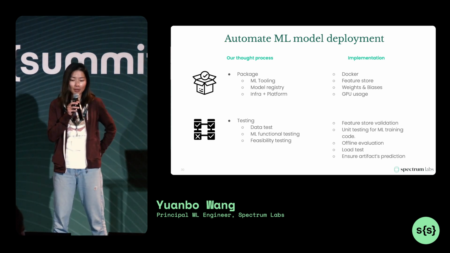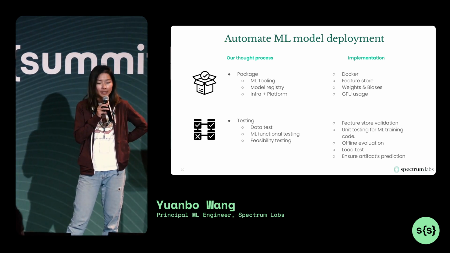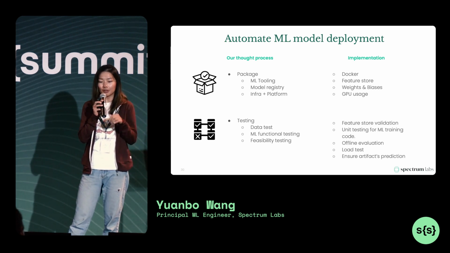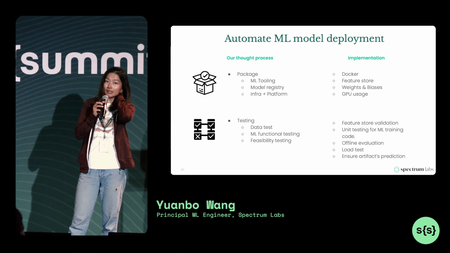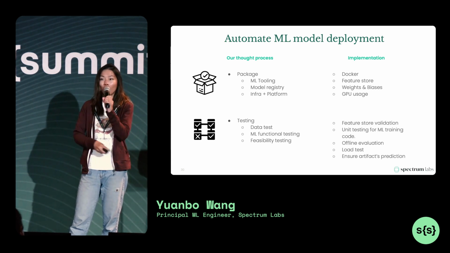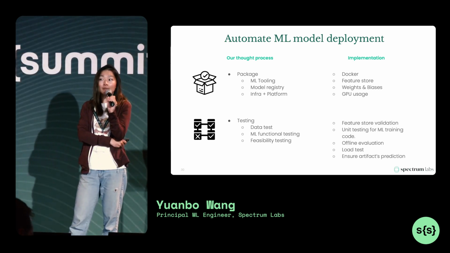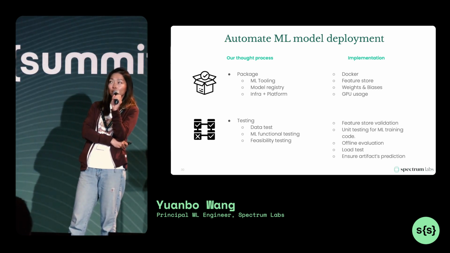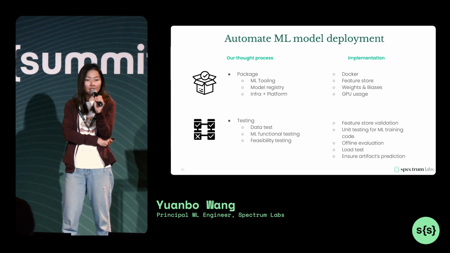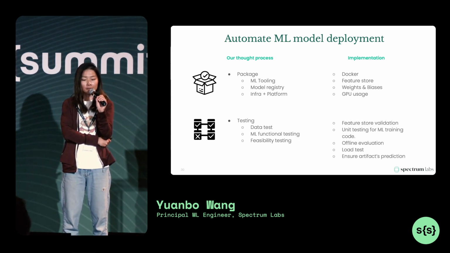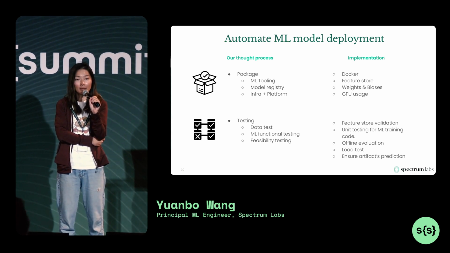Once we have the packages ready, we want to make sure that we are doing rigorous testing for our pipeline. One is the data test. For example, are there missing values in our feature store? Are there empty values? Are there extreme values? Are we expecting a Boolean, but in reality we're getting a string? There's a lot of data testing you want to be mindful of.